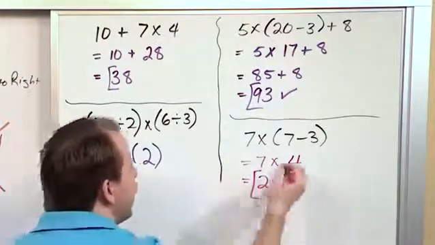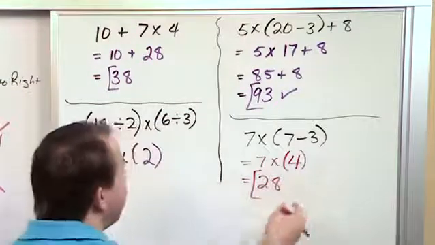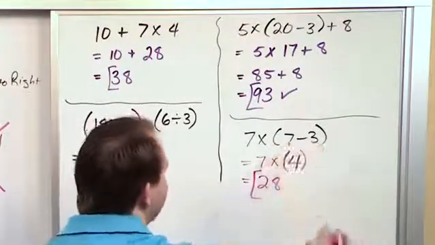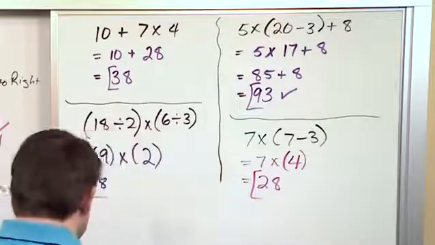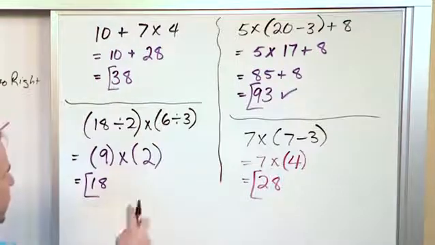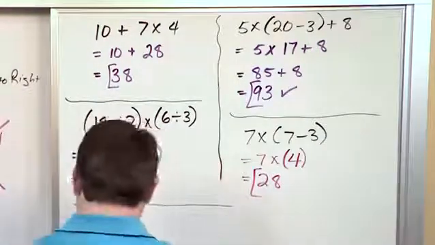If you want to keep parentheses around here, you can, just to remind yourself that this 4 came from the parentheses. It's okay, but you're still just going to multiply 7 times 4 at the end of the day, because that is what's going to give you the final answer. There's nothing else left to do after you've handled the parentheses in this case.